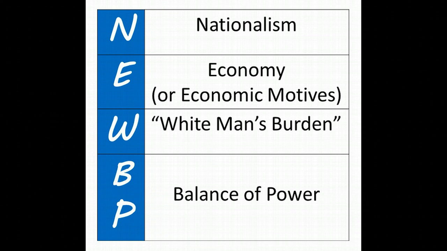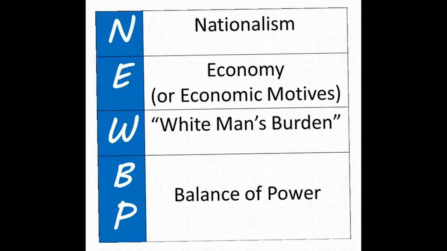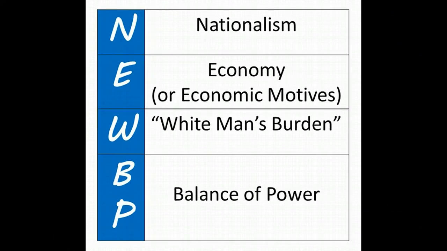So we have the four major causes, and I kind of put them in the acronym. I do NEWBP because it's easier for me to remember. So if that works for you, great. So you've got nationalism, economy or economic motives, either would be fine. The W is going to be white man's burden, and then you've got BP, which is your balance of power. So hopefully that little acronym will work out for you the same way that it does for me.